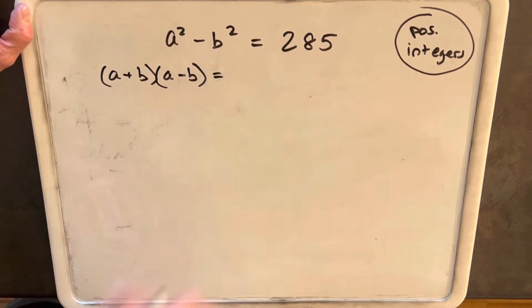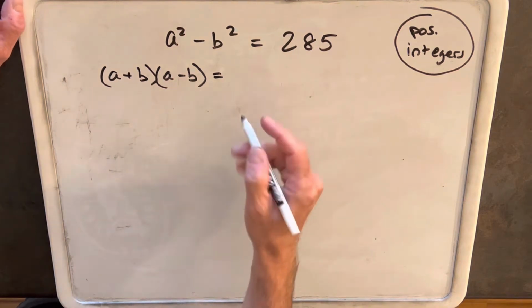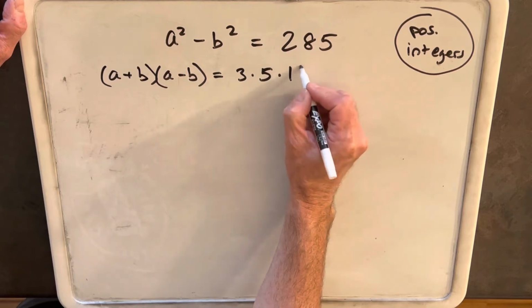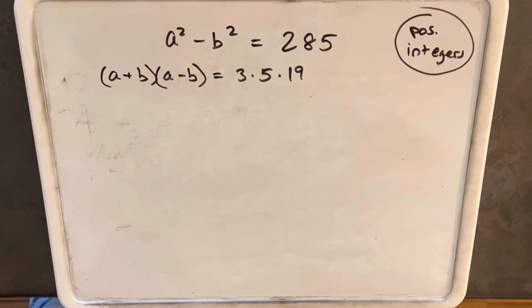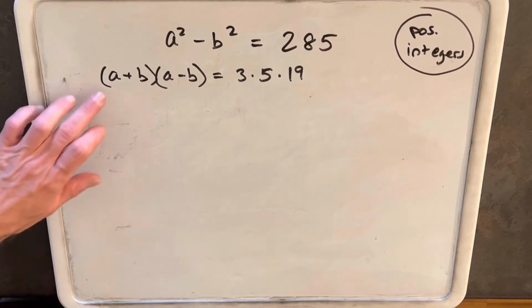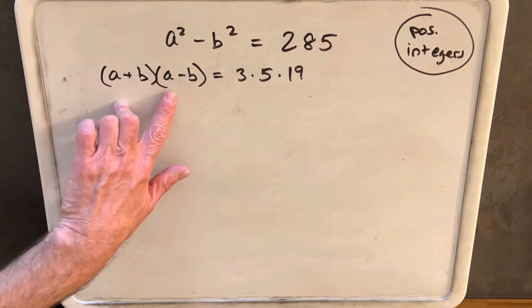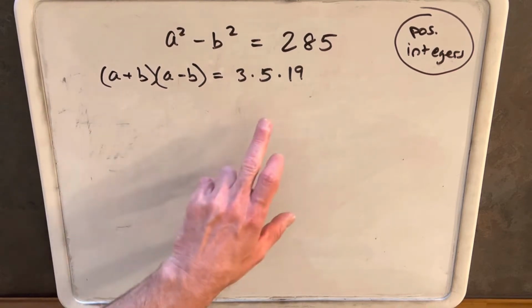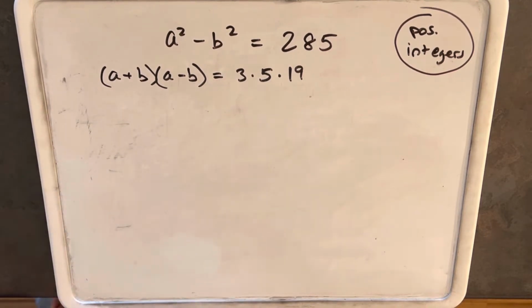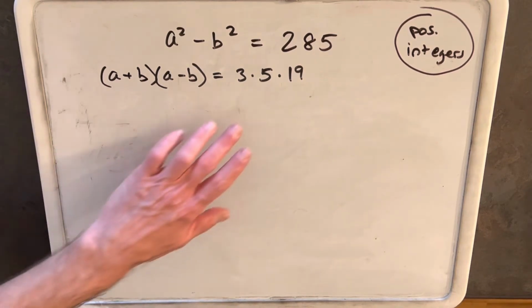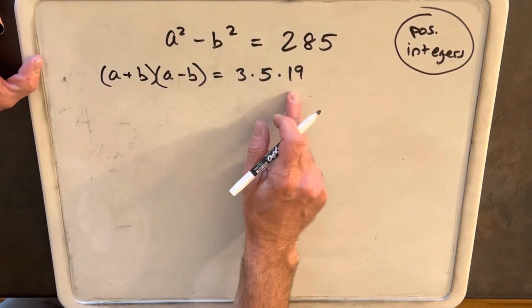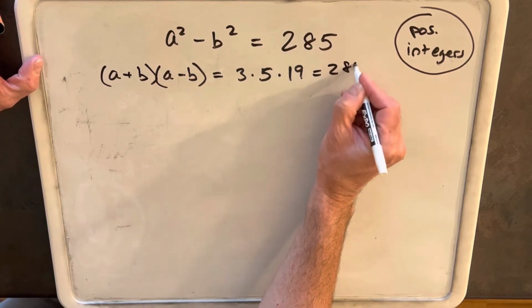And then for 285, I want to write that as the prime factorization, which is going to be 3 times 5 times 19. Then again, knowing that a and b are positive integers, we have on the left side just the product of two integers. This is going to be an integer, this is going to be an integer. So we can group these prime factors in all combinations of two integers, all possibilities to create 285.